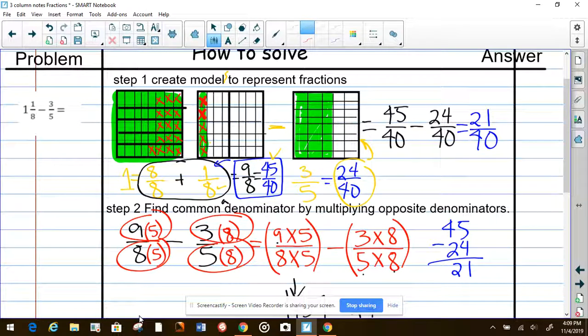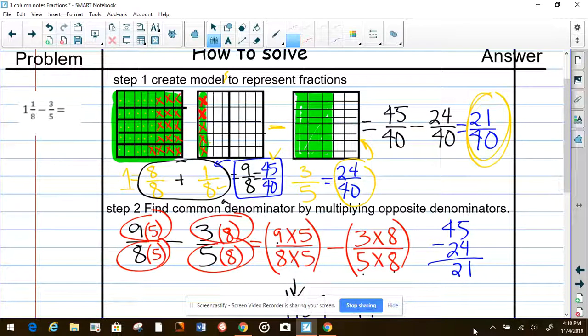So what is our remainder? Our remainder has to equal 21/40. Well, let's see if it's true. 1, 2, 3, 4, 5, 6, 7, 8, 9, 10, 11, 12, 13, 14, 15, 16, 17, 18, 19, 20, 21, 22, 23, 24. So something is not correct. Our answer is not correct.